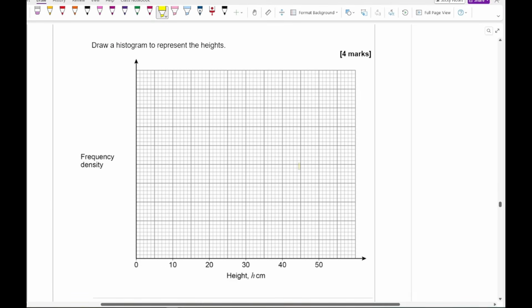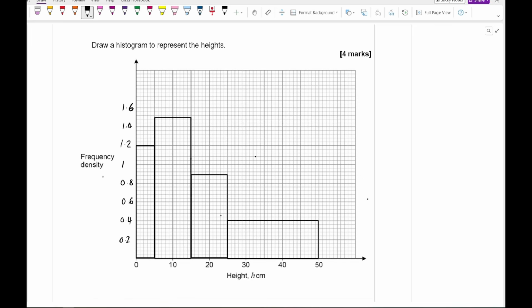And so what my histogram should look like, and again I just need to then do an appropriate scale on the axes. So I'm going to go up, to make life a little bit easier, in 0.2s. So I'm going to go 0.2, 0.4, 0.6, 0.8, 1, 1.2, 1.4 and 1.6. And then all that's left for me to then do is draw the bars, in which your histogram should look something like that.